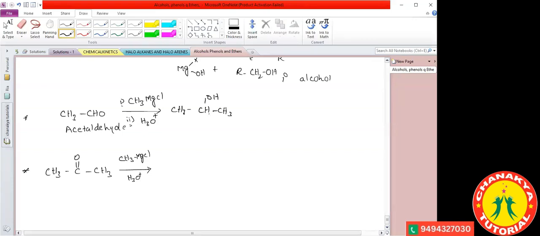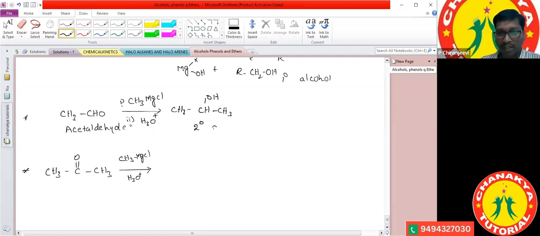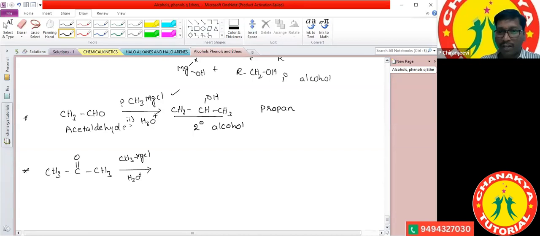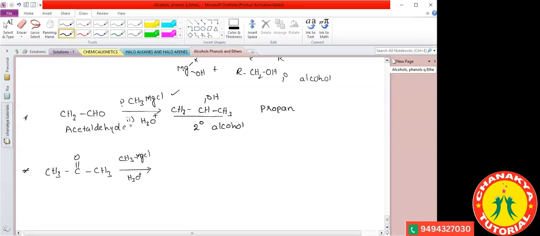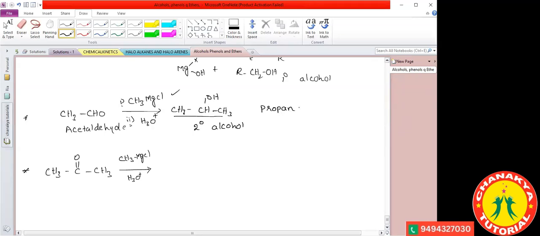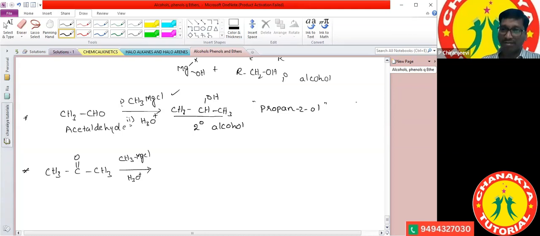It is a secondary alcohol, exactly, Aditi. The structure is correct only. This structure only you got? Yes, sir. Okay. So what is the IUPAC name of this one? For the root, how many carbon atoms are there? 3, sir. Is the given compound saturated or unsaturated? Saturated. Then we can write propane. And which functional group is there in the given compound? Alcohol. And what is the position of the alcohol? 2 only. This is the answer.